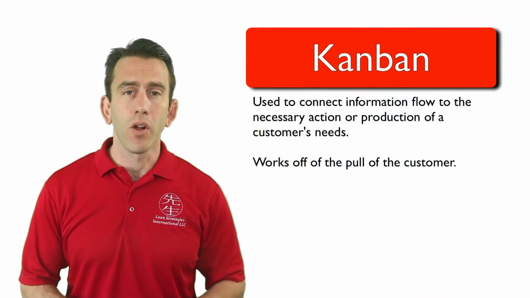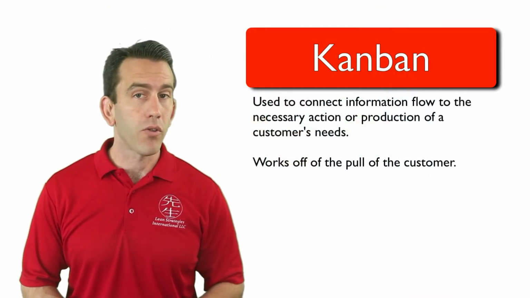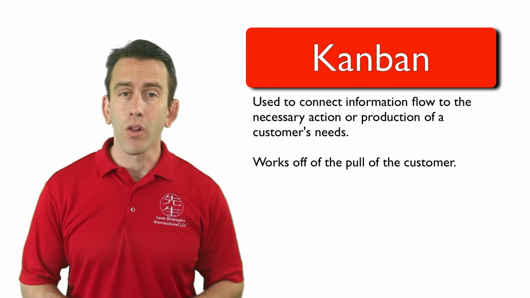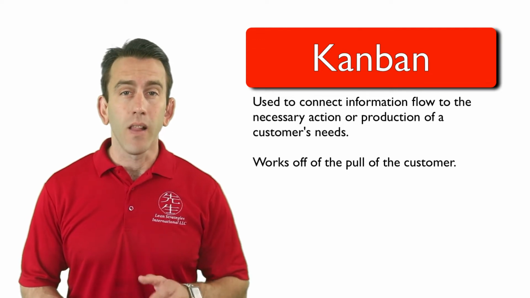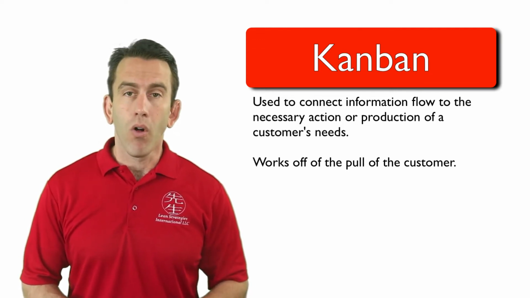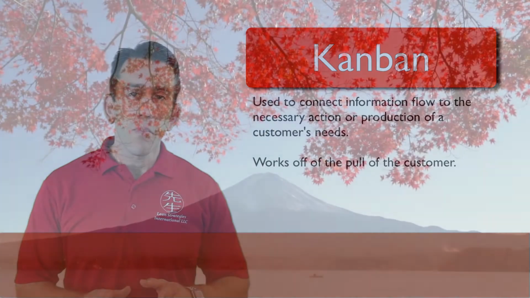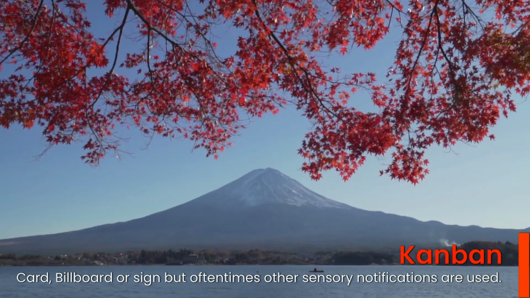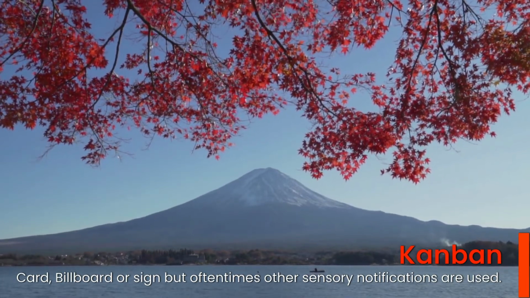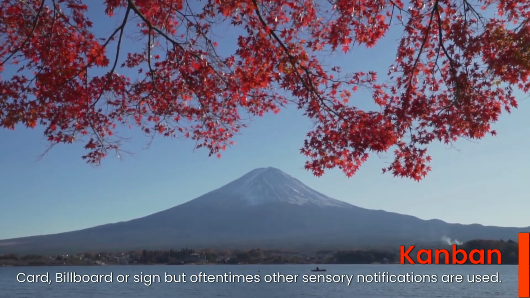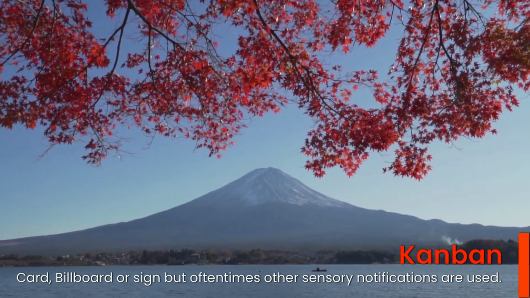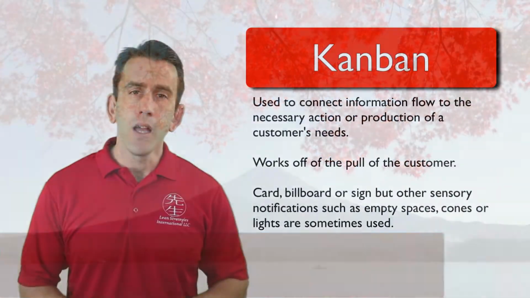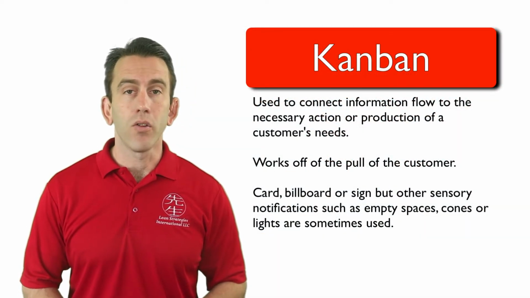The Kanban system works off the pull of the customer, creating a more demand-driven enterprise, which results in lower inventory levels, less waiting, and better control of production amounts. The Japanese word, loosely translated, means card, billboard, or sign, but oftentimes other sensory notifications such as empty spaces, cones, or lights are used to notify a supplier of a customer's need. In the purest sense, Kanban is a trigger.